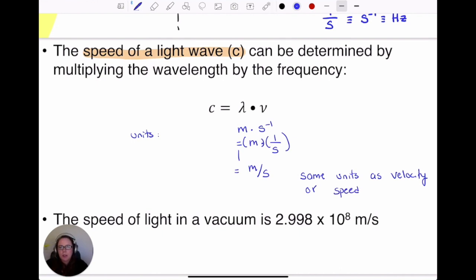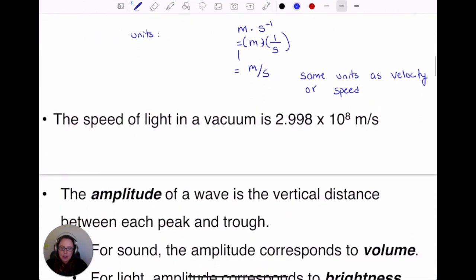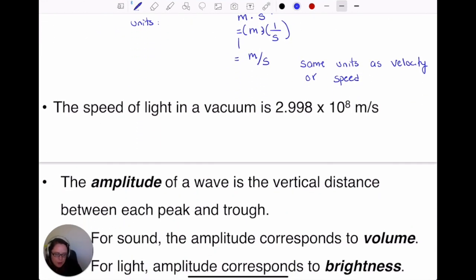So you can use this general formula for a sound wave, a water wave, really any type of wave, as long as you know the wavelength and frequency. We're primarily talking about light. So the speed of light in a vacuum is actually a constant. In a vacuum, the speed of light is 2.998 times 10 to the 8th meters per second. You'll sometimes see this in some textbooks as 3.0 times 10 to the 8th meters per second.